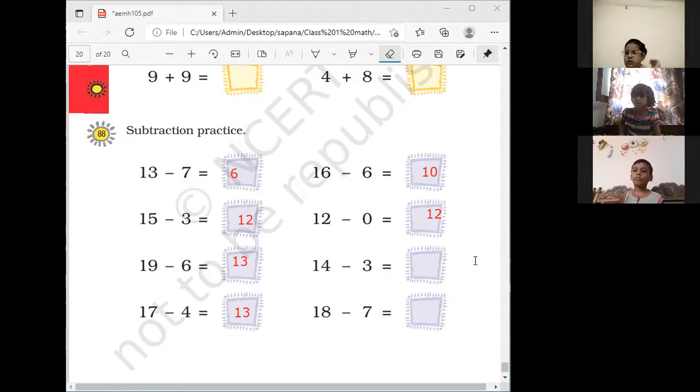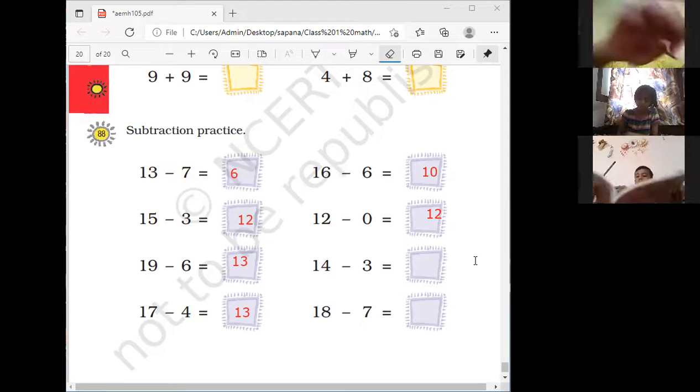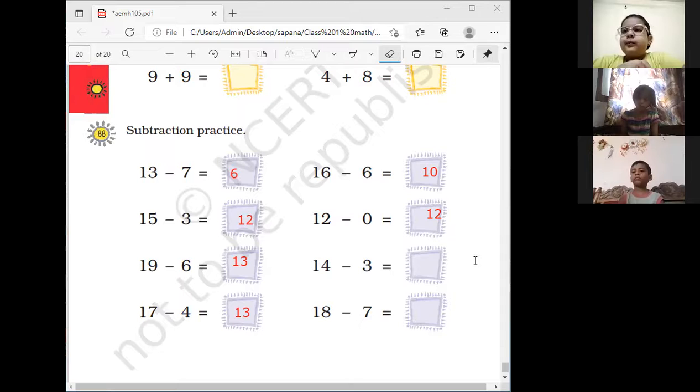जब भी हम किसी नंबर में से 0 माइनस करते हैं तो आंसर क्या आता है? सेम नंबर. ओके. किसी भी नंबर में से हम 0 माइनस करेंगे तो हमें वही नंबर आंसर में आएगा. तो 12 minus 0 is equal to 12. Next is 14 minus 3. Give me the answer, Varnika.